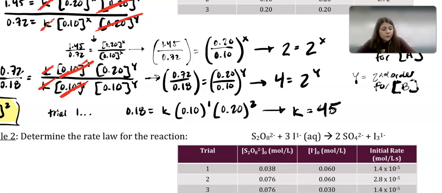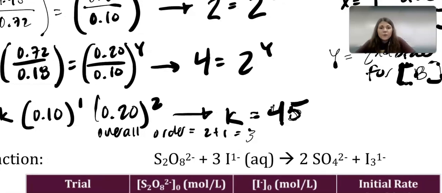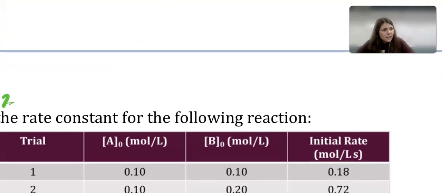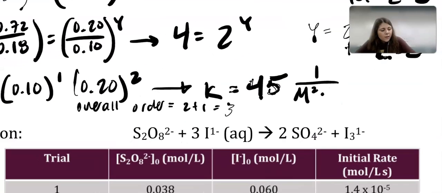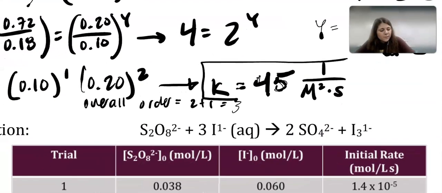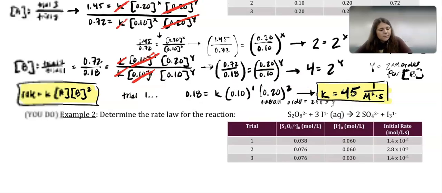Now we have to figure out the units. Our overall order is 2 plus 1, so that is 3. Remember, to figure out the K units, we do 3 minus 1, that's 2. So this is 1 over molarity squared, and don't just write time. Looking back at the top, it actually tells me it's in seconds from the rate. The rate will tend to tell us what the actual units for time is. And so here I get 45.